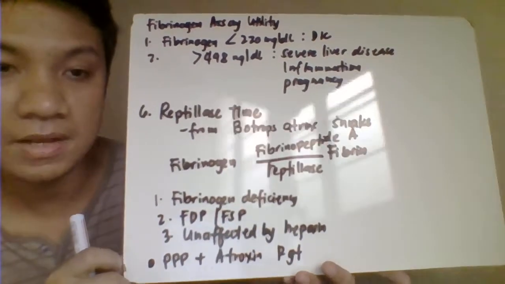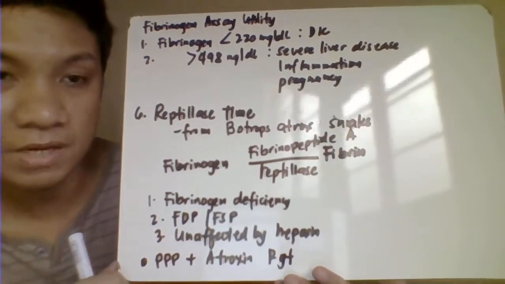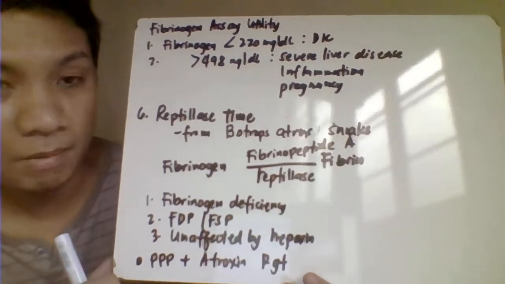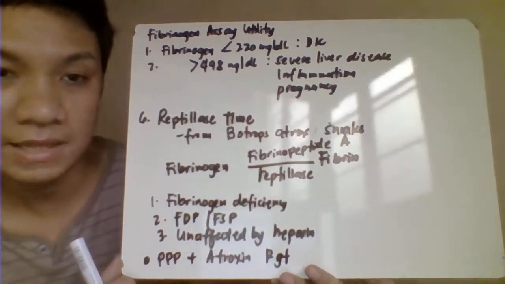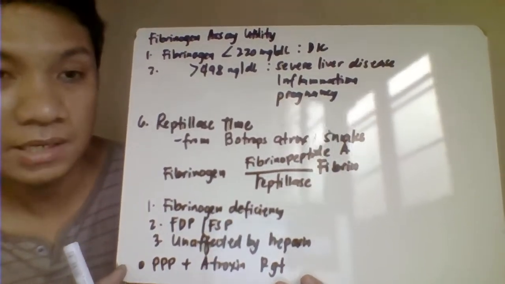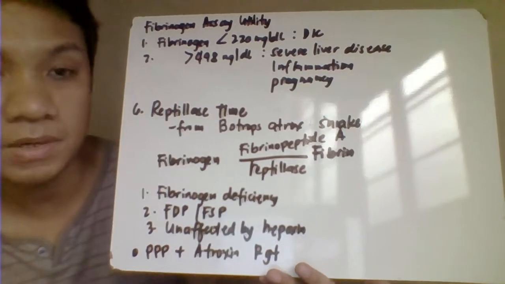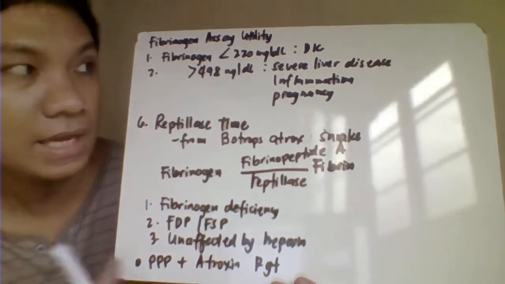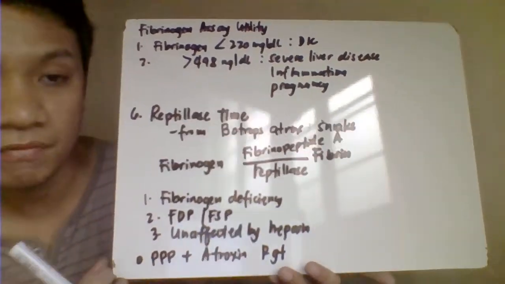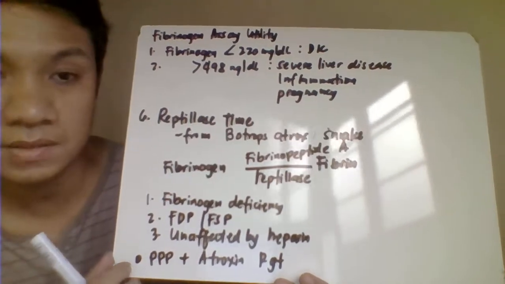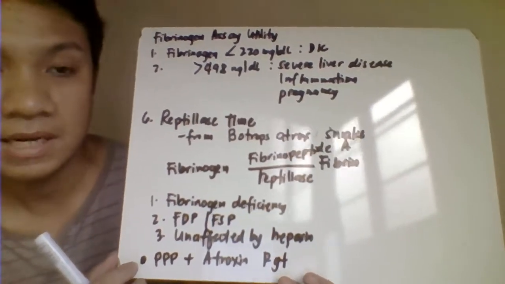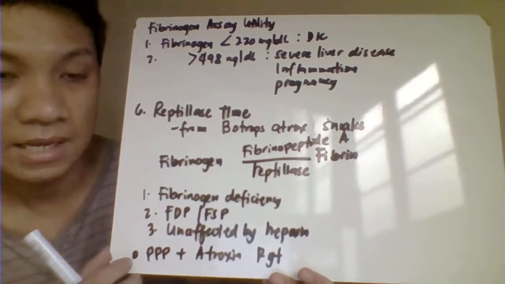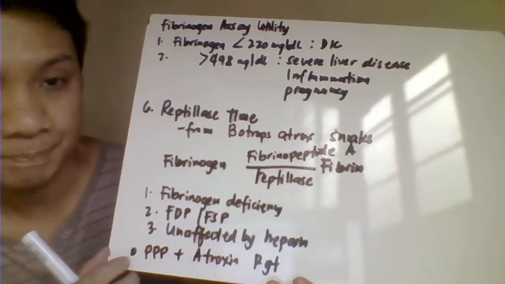Okay, so we have here the clinical significance of your fibrinogen assay. Again, the normal value of your fibrinogen is 220 to 498 mg per dL. A decreased level, less than 220 mg per dL, is associated with DIC, whereas more than 498 mg per dL is related to severe infections, inflammation, liver disease, and even pregnancy.